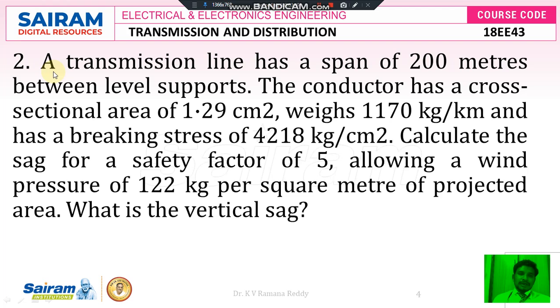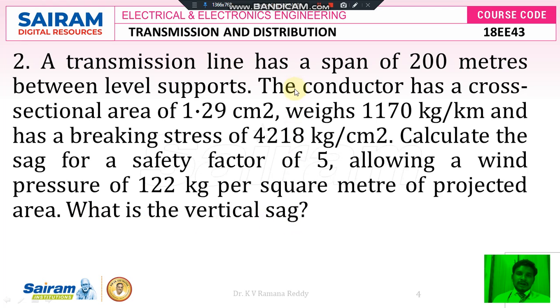Next, one more problem. A transmission line has a span of 200 meters between level supports. The conductor has a cross-section area of 1.29 centimeter square and its weight is 1170 kg per kilometer and has a breaking stress of 4218 kg per centimeter square. Calculate the sag for a safety factor of 5, allowing a wind pressure of 122 kg per square meter of projected area. What is the vertical sag?